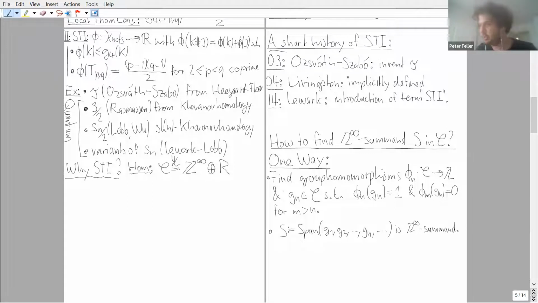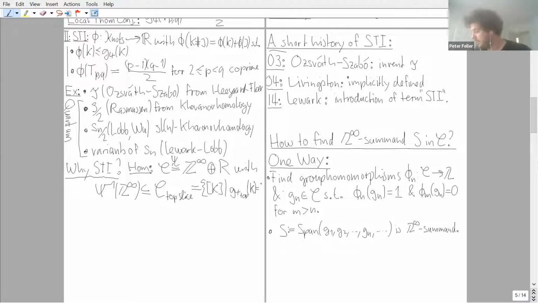And what she showed is this summand is actually a subset of the topologically slice subgroup, meaning the set of classes where K satisfies the topological 4 genus of K is 0.